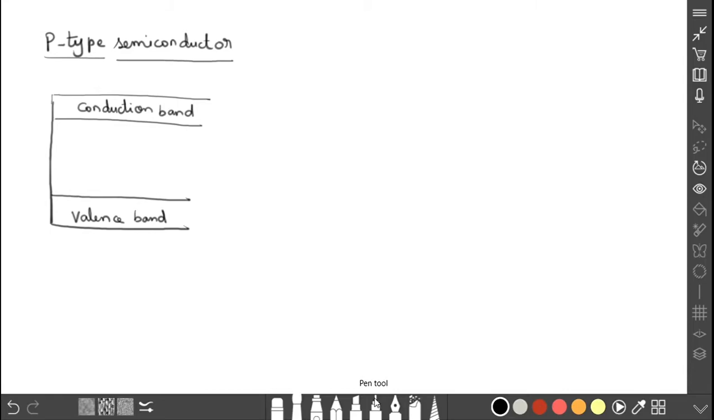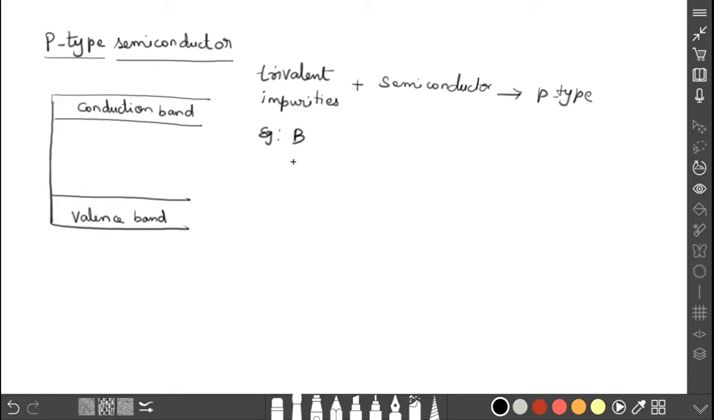So how does the p-type semiconductor form? The p-type semiconductor can be formed with the help of trivalent impurities. When trivalent impurities are added to a semiconductor, it forms a p-type semiconductor. Trivalent impurities are those elements having 3 valence electrons. Examples are boron, aluminum, gallium, indium, etc. These impurities are added to germanium or silicon, our semiconductor, and it produces the p-type semiconductor. This we already know.